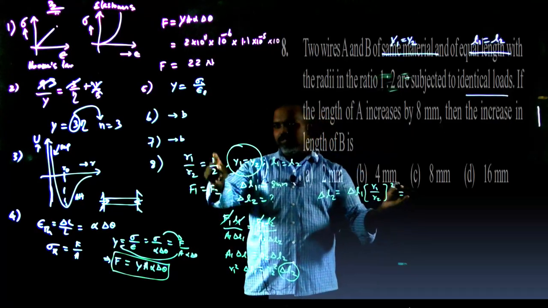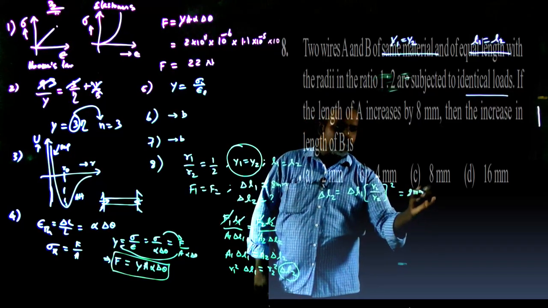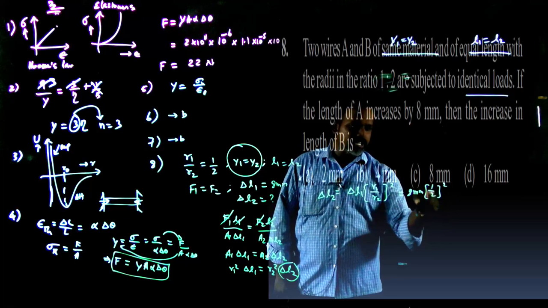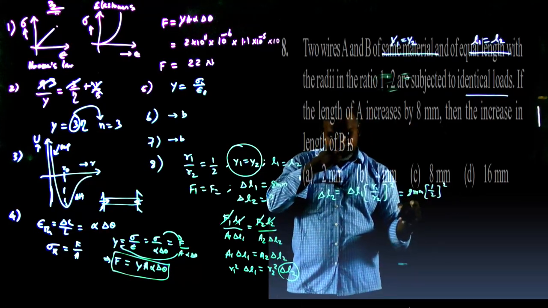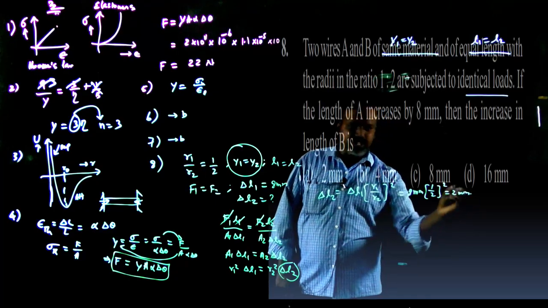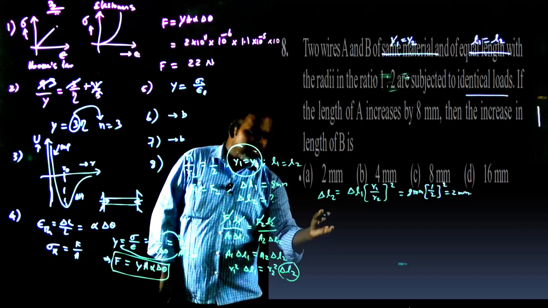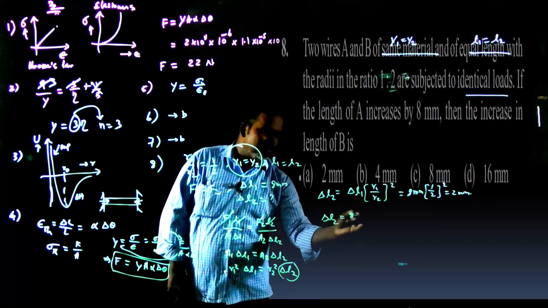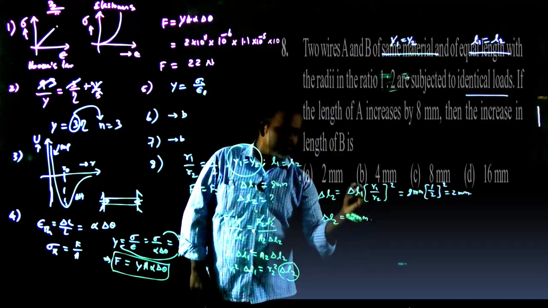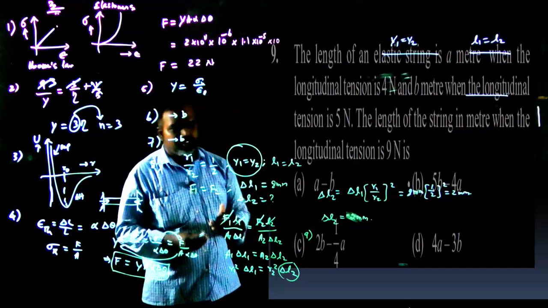So you just substitute the values. R1 by R2 is 1 by 2 and delta L1 is 8 millimeter. So 8 millimeter into 1 by 2, that whole square. We can write 1 by 4, and this gets cancelled out, so 8 by 4 will be 2 millimeter. Therefore the correct option for question number 8 is delta L2 equal to 2 millimeter. Now please go for question number 9.